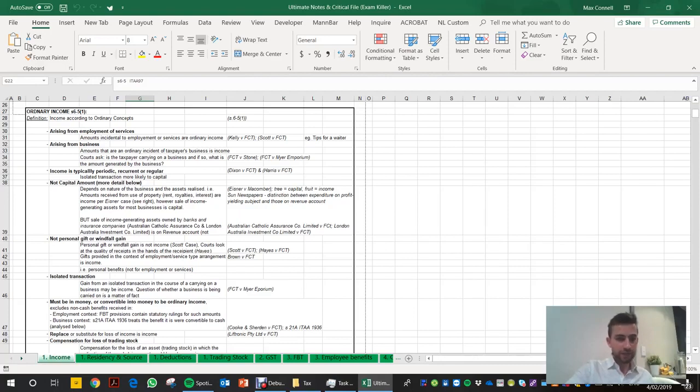So this is saying that income is typically periodic, recurrent, or regular. Things like a wage, you get it every fortnight or month. Dividends, you get regularly, quarterly. However, if you sell your house and it's just a very large one-off payment, it's likely to be capital. And if you get that in an exam question, you can reference Dixon versus FCT or Harris versus FCT. Okay, so moving on. Let's read through this. Not capital amount, more details below.